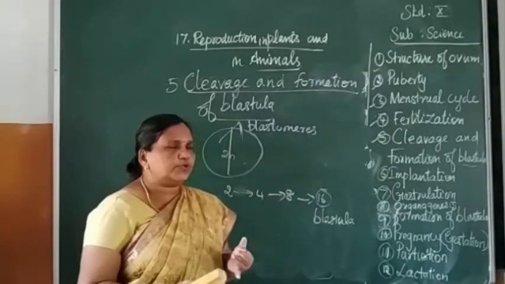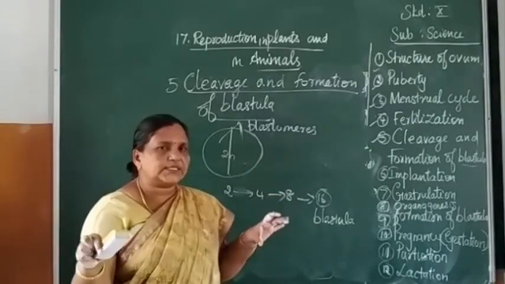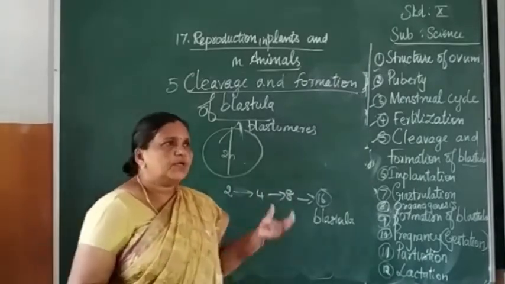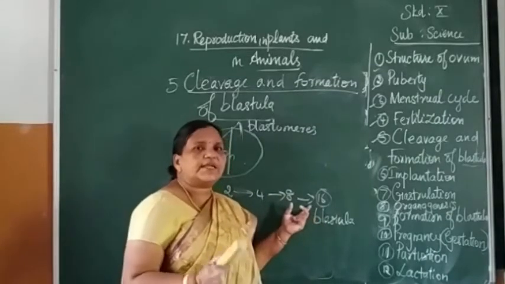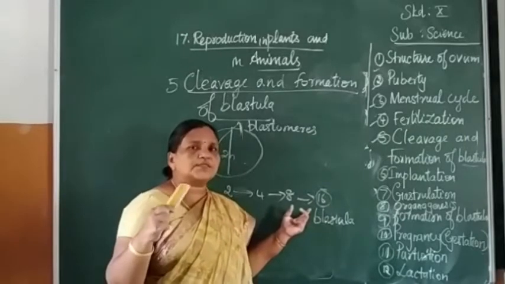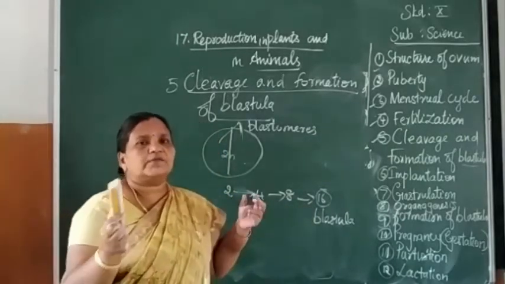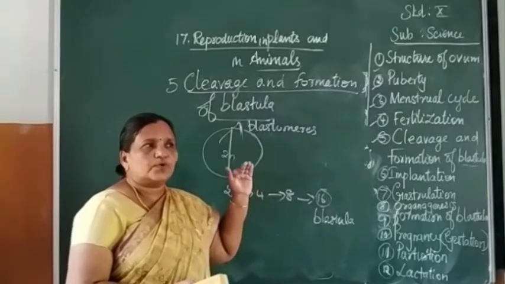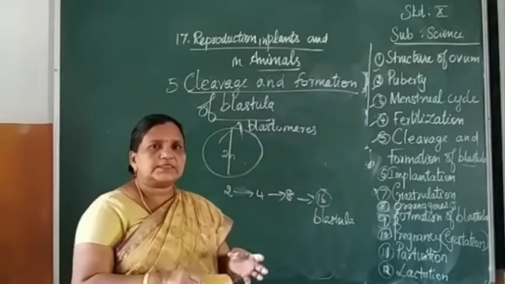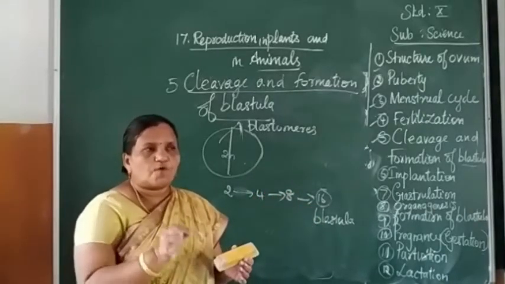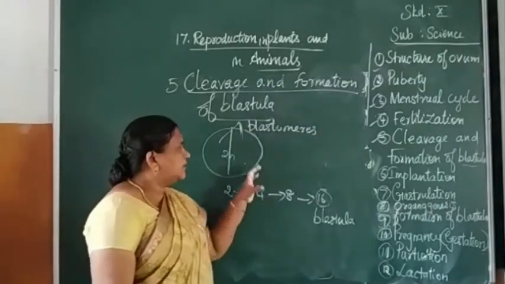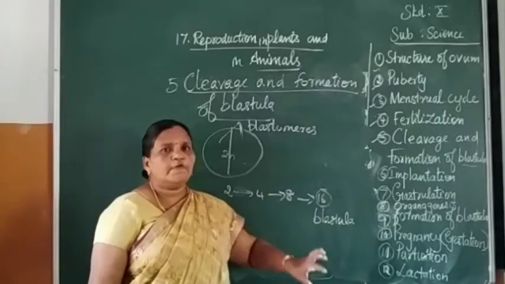The fallopian tube or oviduct is the long elongated tube which connects the ovary and the uterus. Inside the fallopian tube only, this fertilization occurs. The sperm will enter through the vagina, pass through the uterus, and reach the fallopian tube. The ovum also comes from the ovary through the fallopian tube. When they reach the fallopian tube, the ovum and the sperm fuse together, and the cleavage formation also happens inside the fallopian tube.